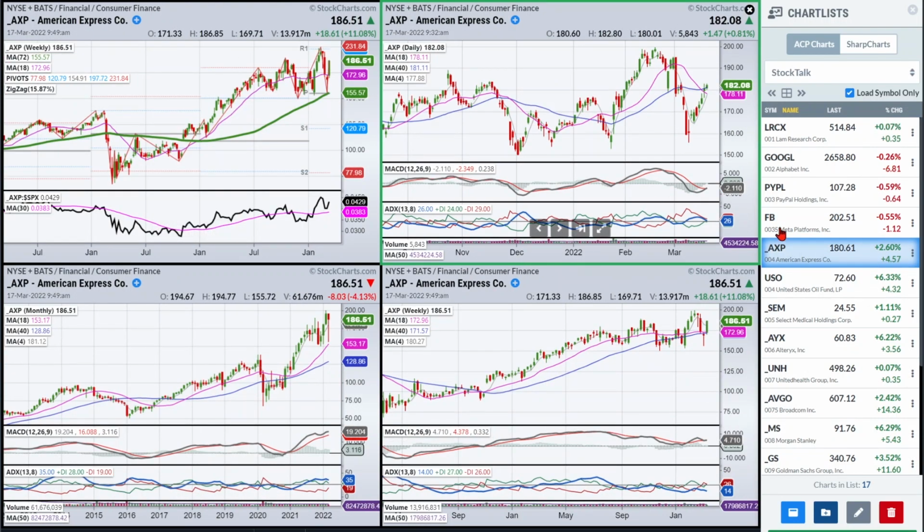Okay, so let's go ahead. I've switched over. I've got American Express. This is another request that came in, and this came in a little late, but I wanted to cover this because the question was, are all these trends monthly, weekly, daily in uptrends because price is above all three of these lines?